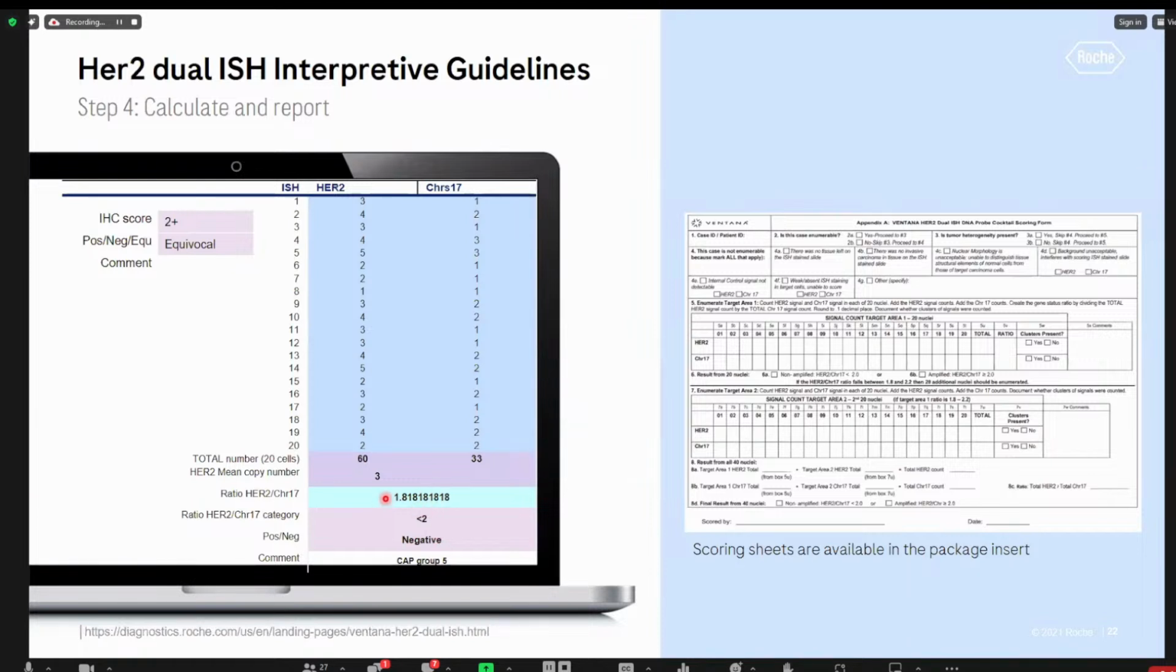So now we have the information: what is the ratio, and what is the mean copy number? And then we can assign a group. The ratio per se tells us that this is less than 2, so it's considered negative.